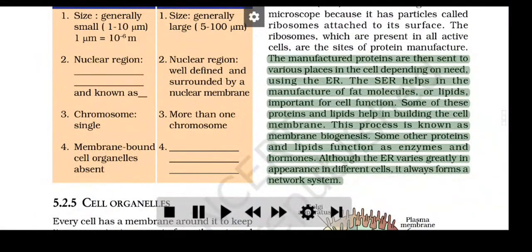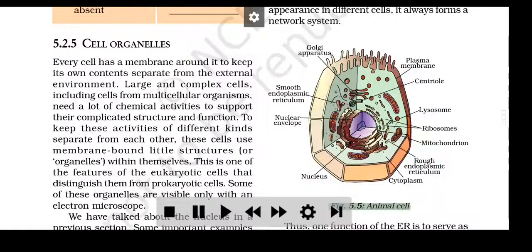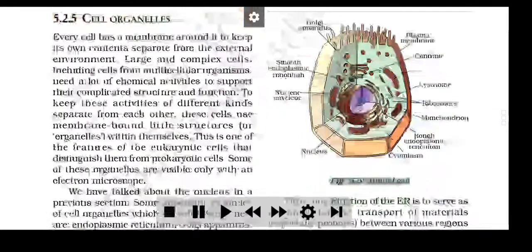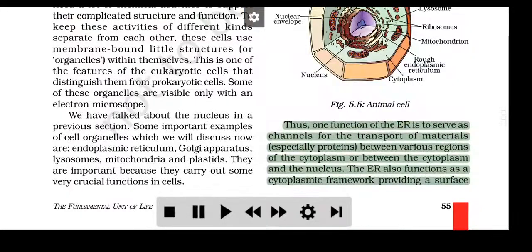The SER helps in the manufacture of fat molecules, or lipids, important for cell function. Some of these proteins and lipids help in building the cell membrane. This process is known as membrane biogenesis. Some other proteins and lipids function as enzymes and hormones. Although the ER varies greatly in appearance in different cells, it always forms a network system. Fig. 5.5: Animal cell. Thus, one function of the ER is to serve as channels for the transport of materials, especially proteins, between various regions of the cytoplasm or between the cytoplasm and the nucleus.